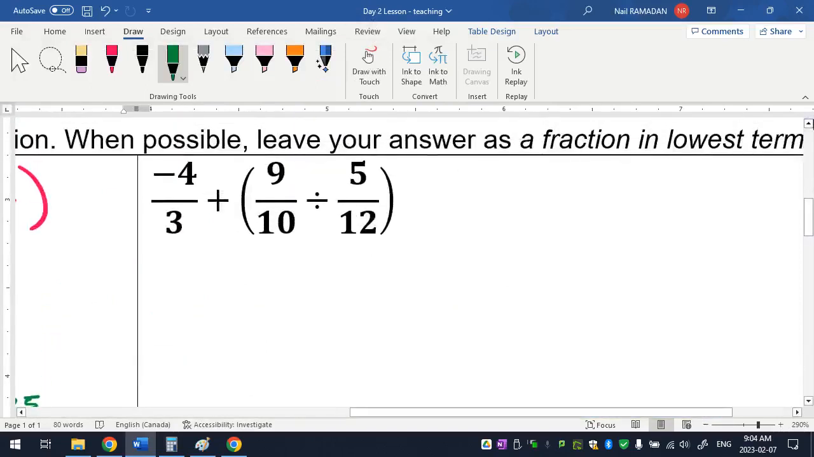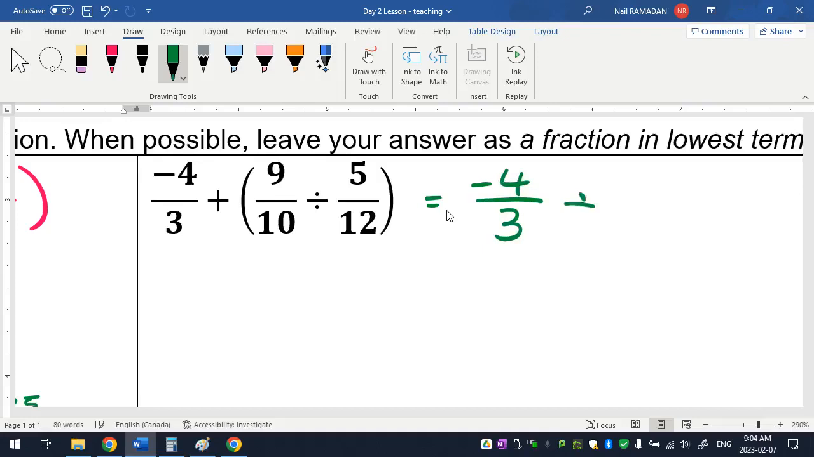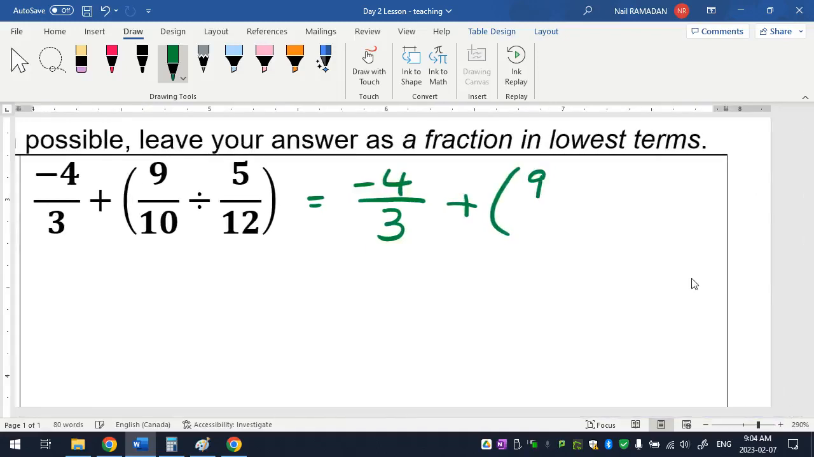What's happening here? What's the thing inside of my bracket which has to be dealt with first? Division. Okay, so let's go with the same line. Negative 4 over 3 plus, and now I have to clean up the inside by multiplying. What does this fraction become? 12, and the 5 goes here. All right, keep going.